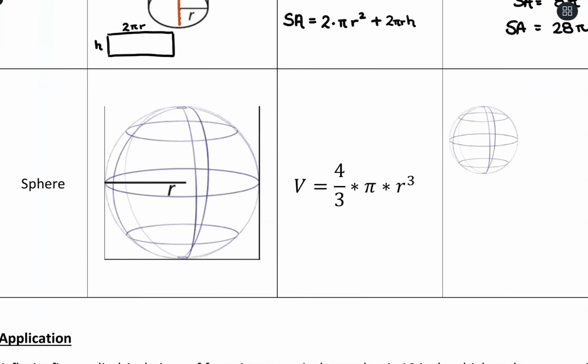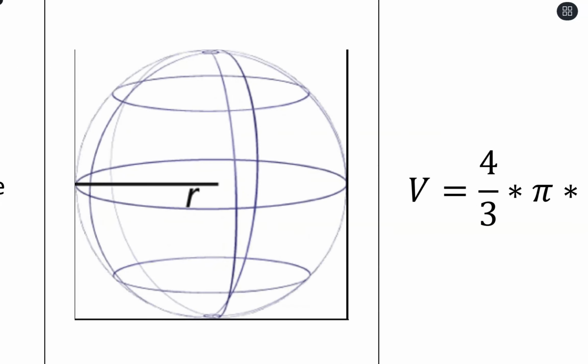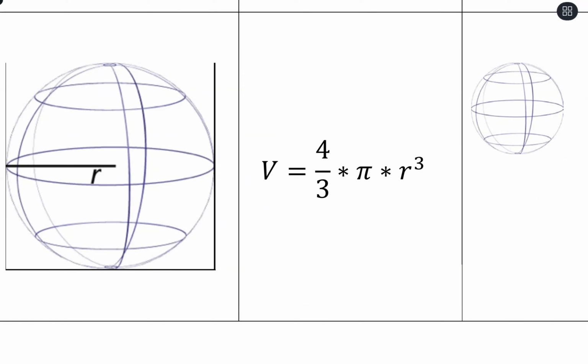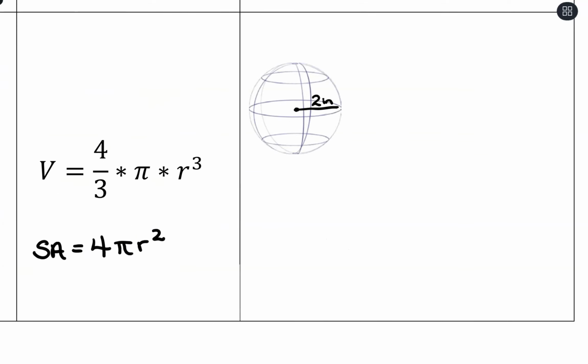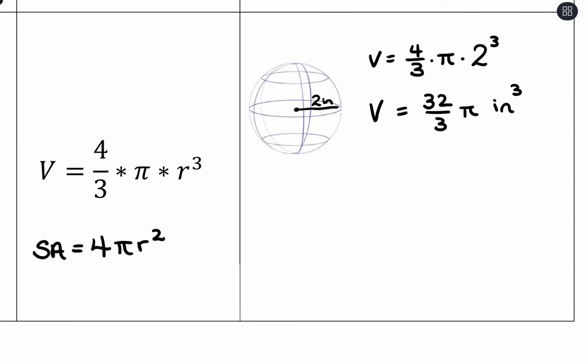Okay, last formula here is dealing with the sphere. All you need is the radius, and our volume is going to be 4/3 pi r cubed, and our surface area is going to come from 4 pi r squared. Okay, so we have a sphere here. Let's say we have a radius of 2 inches. If I want to find the volume, I'm taking 4/3 times pi times that radius cubed. So that's going to be 8 times 4 is 32 thirds pi inches cubed.